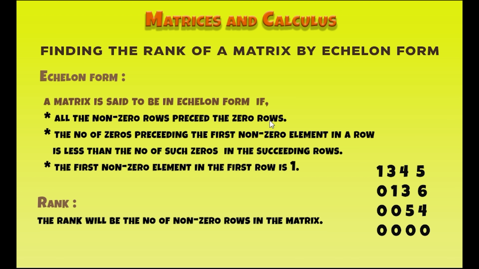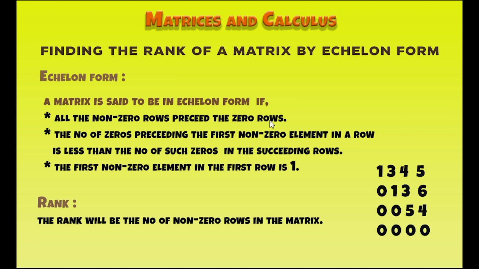The number of zeros preceding the first non-zero element in a row is less than the number of such zeros in the succeeding rows. So look at this matrix. Here we have 1 zero, and here we have 2 zeros. The number of zeros preceding the first non-zero element is less than the number of such zeros in the succeeding rows. There is only 1 zero here, and here we have 2 zeros. So 1 is less than 2. And here we have 2 zeros and here 4. So 2 is less than 4. That is what this point is telling.